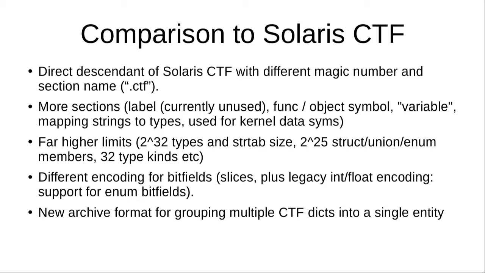We have much higher limits than Solaris CTF, 2 to the 32 types. The strtab size can be that size as well. 2 to the 25 struct, union or enum members are provided, which is way higher than the C standard allows. The problem is that existing things like the kernel can have very large structures and very large enums in them. We've seen enums with tens of thousands of members in there. We'd like to be able to represent them, so as long as I was raising the limits, let's raise them all the way. There are a lot more type kinds. I was actually wrong there. There are 64, of which 14 are in use, so we can add new kinds of type fairly easily. There's plenty of space for expansion.